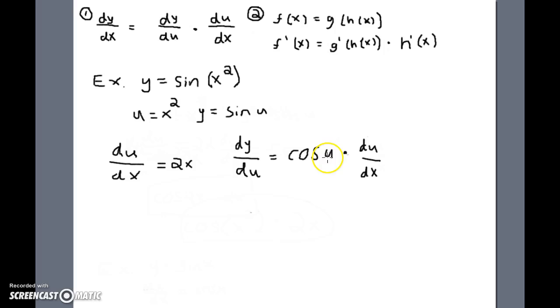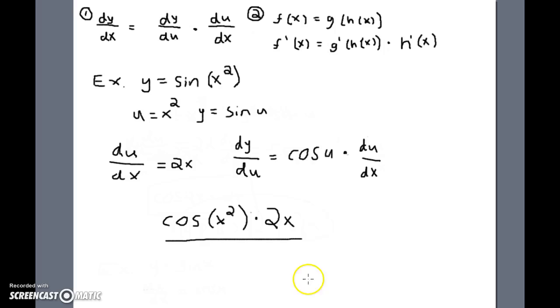So now let's substitute some things in. We know that u is x squared, and we know that du dx is 2x. So the answer to this problem is going to be cosine of x squared times 2x. So that is the derivative of the sine of x squared. It's 2x times the cosine of x squared. Remember, the outside function is the sine, and so we differentiated that with respect to the x squared. So it's cosine x squared times the derivative of x squared, which is 2x.